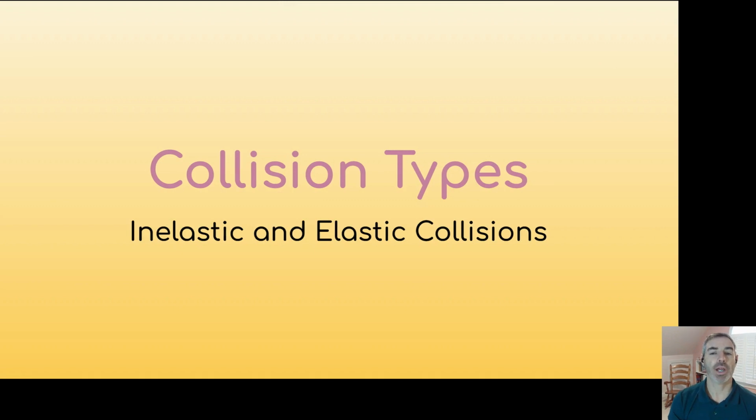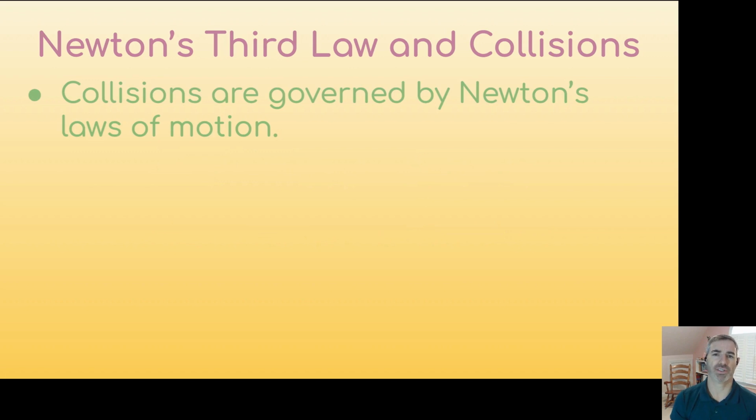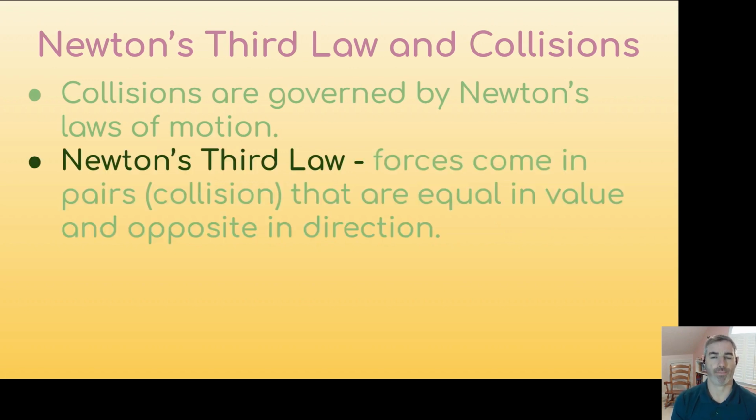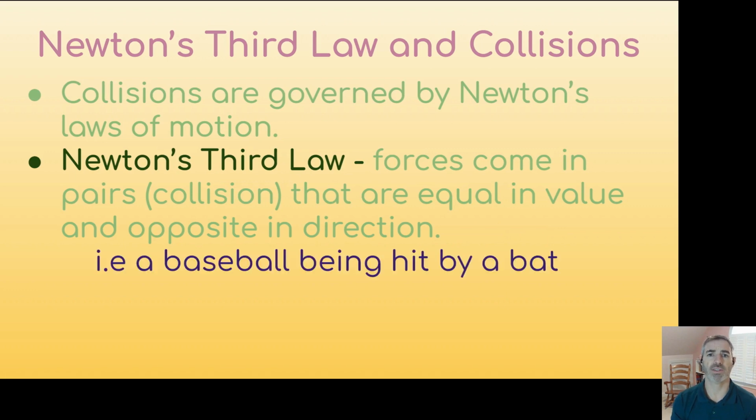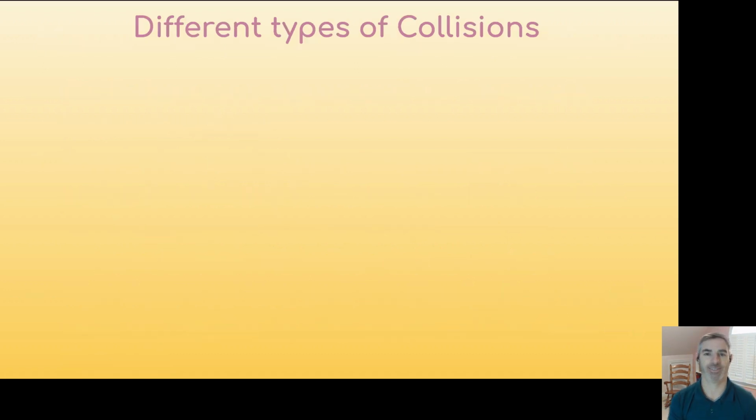In this video, we're going to be talking about collision types, and the two types of collisions we're going to talk about are inelastic and elastic collisions. Now, Newton's third law governs all collisions, where forces come in pairs during a collision that are equal in value and opposite in direction. An example is a bat hitting a ball. The force that the bat exerts on the ball is equal and opposite to the force the ball exerts on the bat.